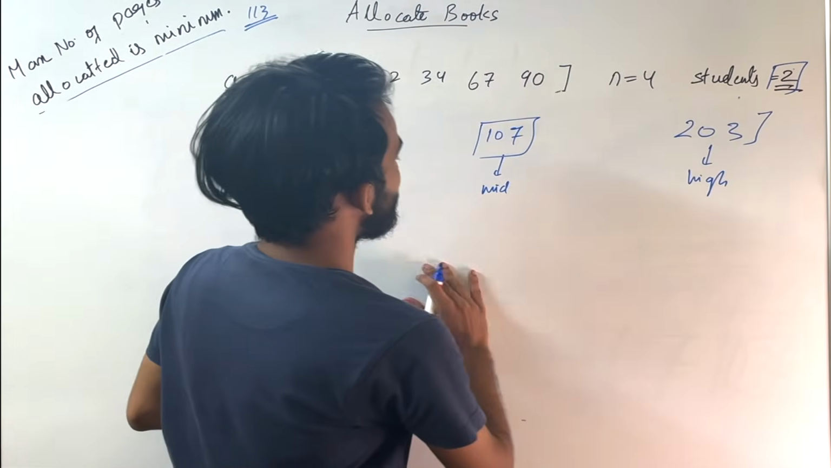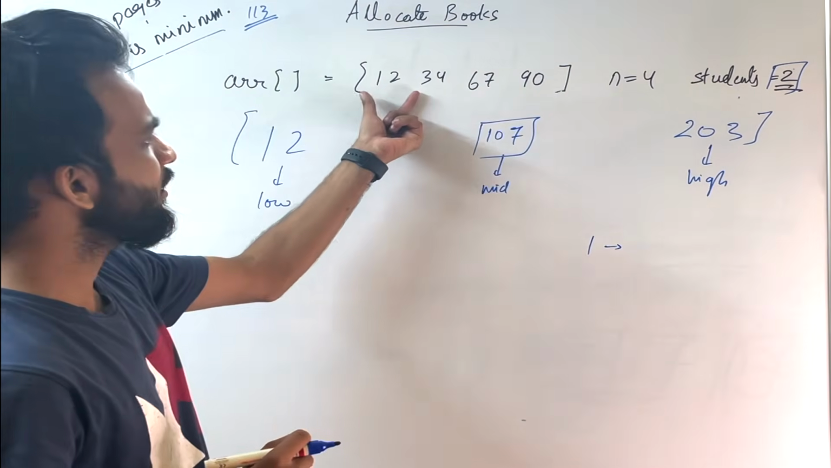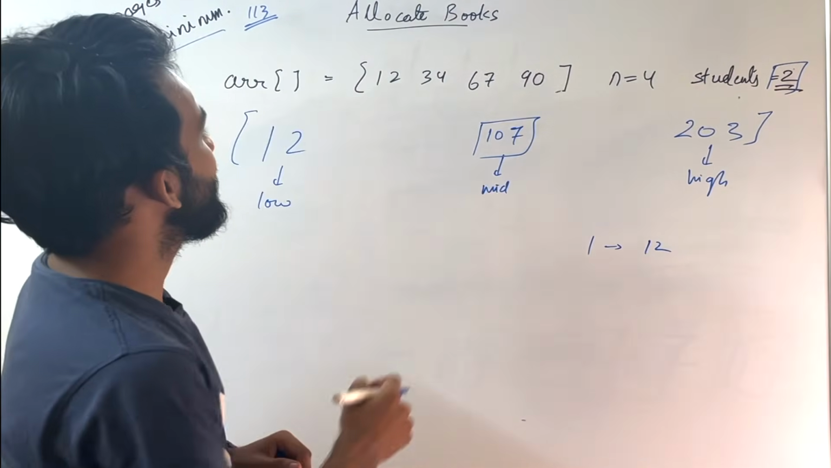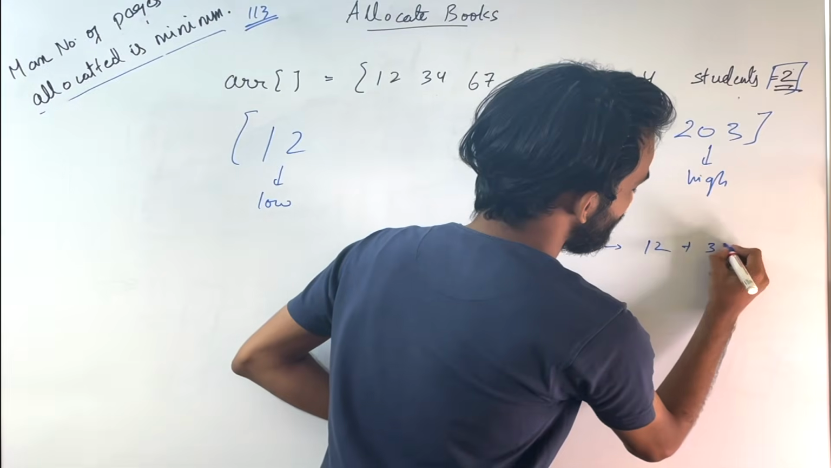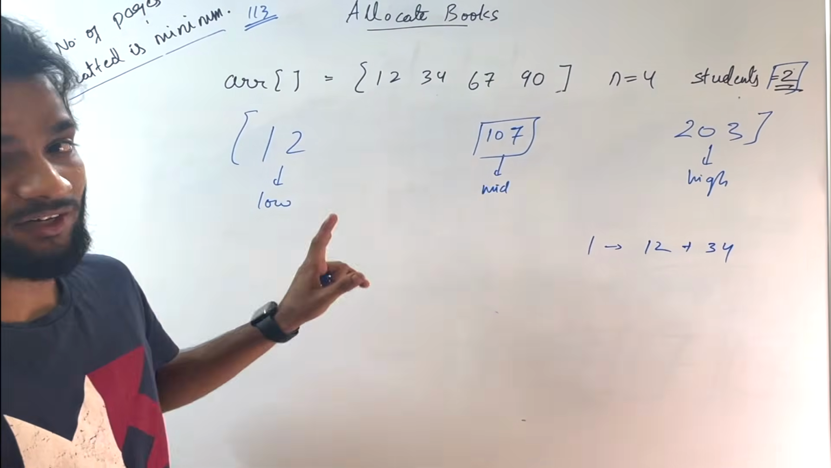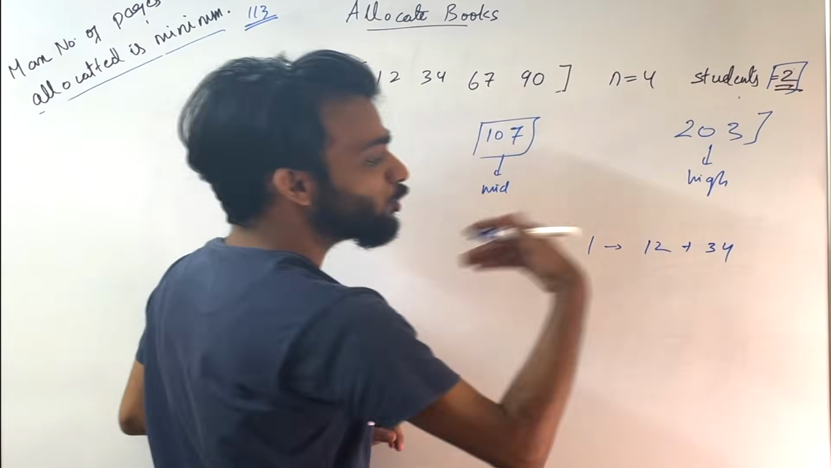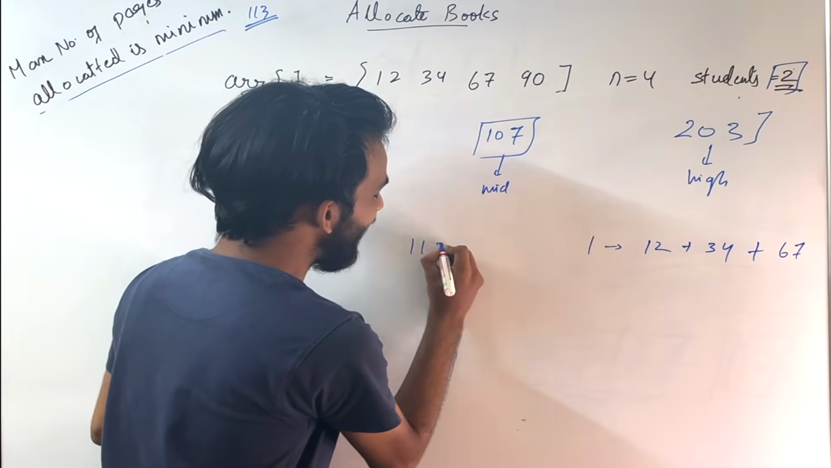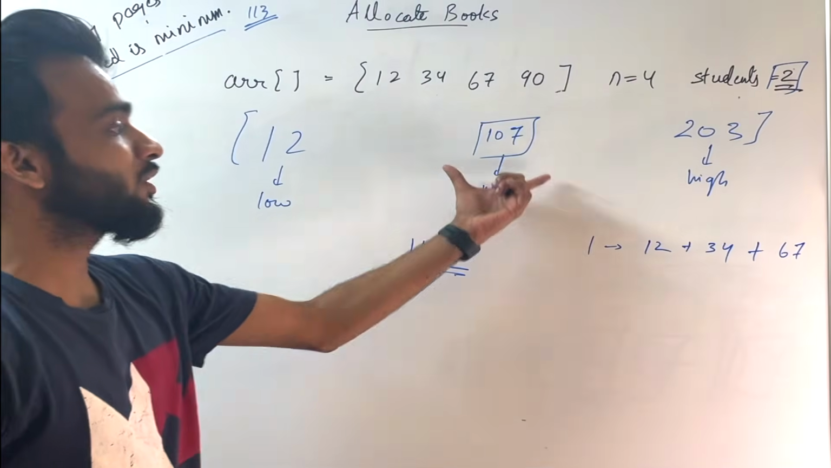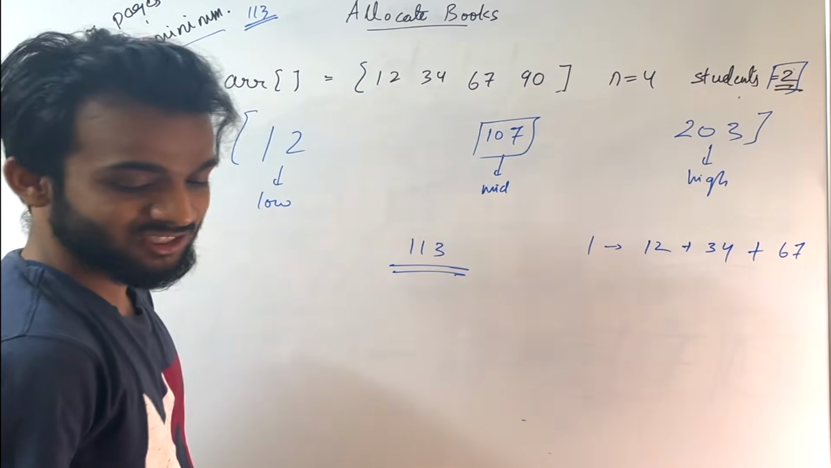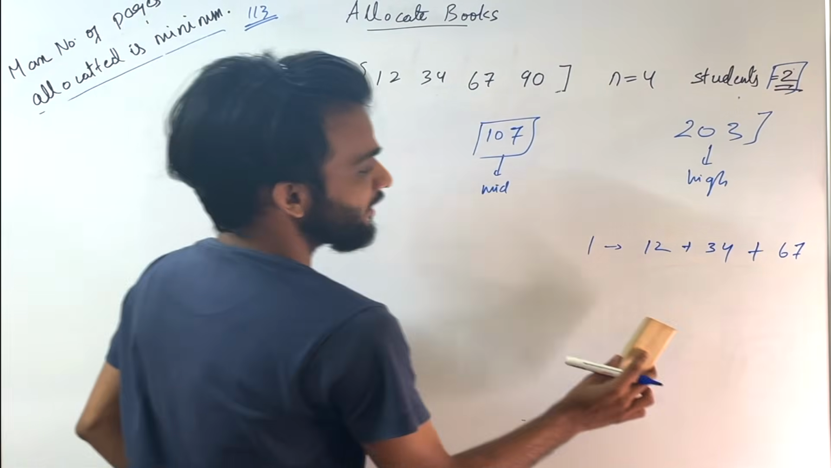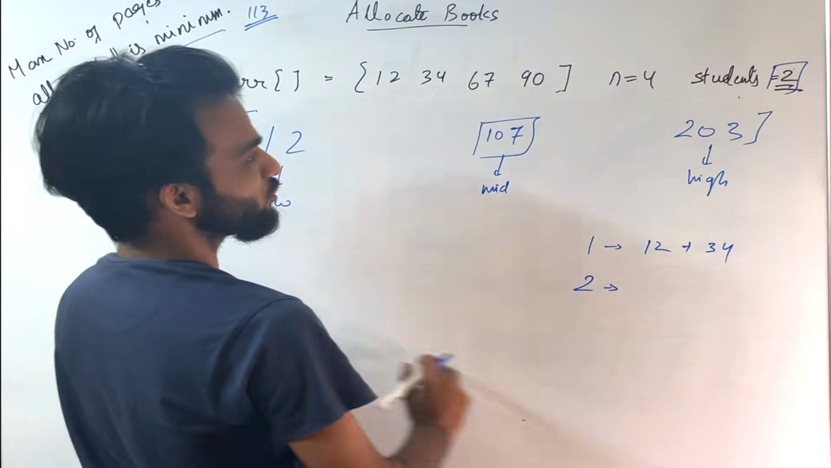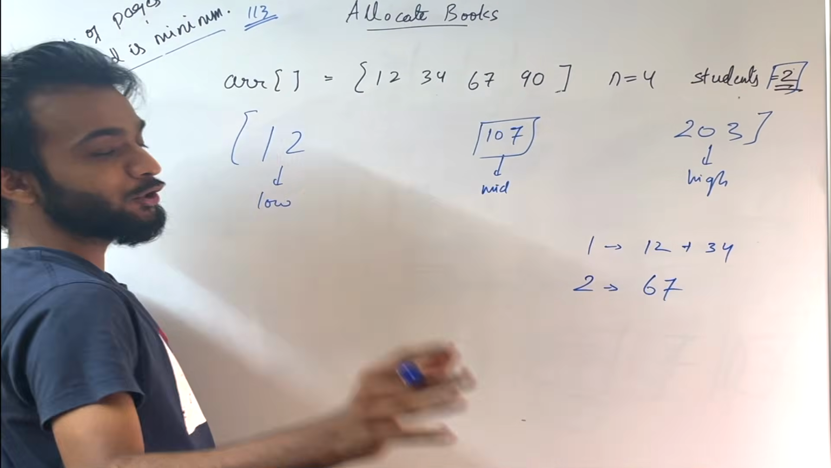So let's take student 1. You say 12. Give it to student 1. It still has not exceeded 107. You take 34. Give it to student 1. It still has not exceeded 107. You take 67. But can you give it to student 1? Because if you add 67, student 1 will actually have 113 pages, but you cannot exceed 107. Hence, you will not allocate this 67 to student 1. Rather, you will allocate it to student 2.